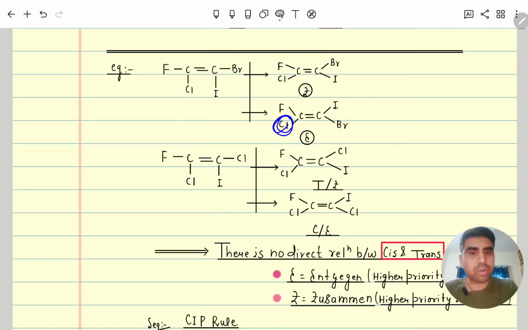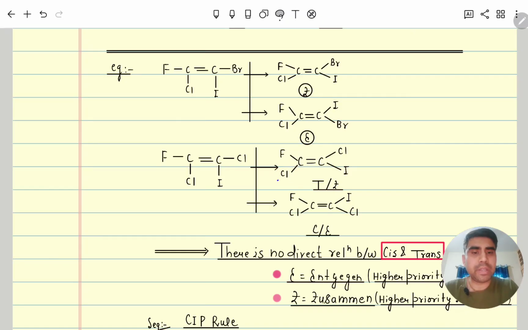Whereas here chlorine and this side iodine, so it is opposite, so it is called entgegen. But it does not mean that if Z is there, it will be cis or trans. It can change. Generally we have a conception that if it is cis, it will be like this, and here we can see that this one is trans. So trans, and according to atomic number, here it is zusammen. So generally trans is considered entgegen and cis is considered zusammen, but it is not fixed.